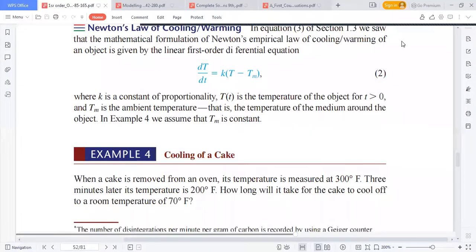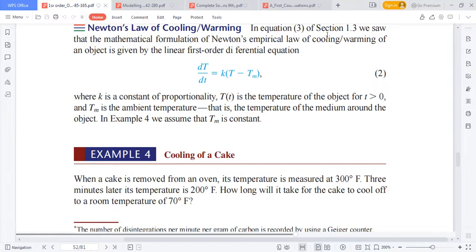Okay, now another modeling for first order and first degree differential equations. Actually, a very popular example, Newton's law of cooling or warming. In this application for differential equations, we have to use this in the same way. It looks like the previous one, but here it is related with temperature. Small t is the time and capital T is the temperature.